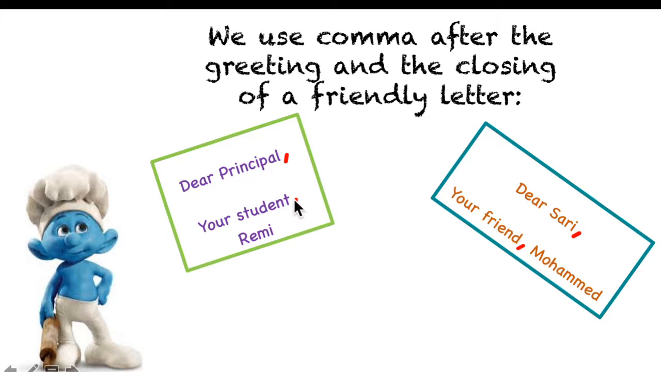Can you see? So, when you're writing the greeting is very simple. At the end of the greeting, you will put comma. At the end of the greeting, after the name of a person, like here, dear principal or dear Sari, at the end of the greeting, you will put comma. In the closing, you will put the comma before you write the name. Before the name. Either you will write it in one line like this, the comma comes before the name, or if you write the closing in two lines, still the comma comes before the name at the end of the first line.